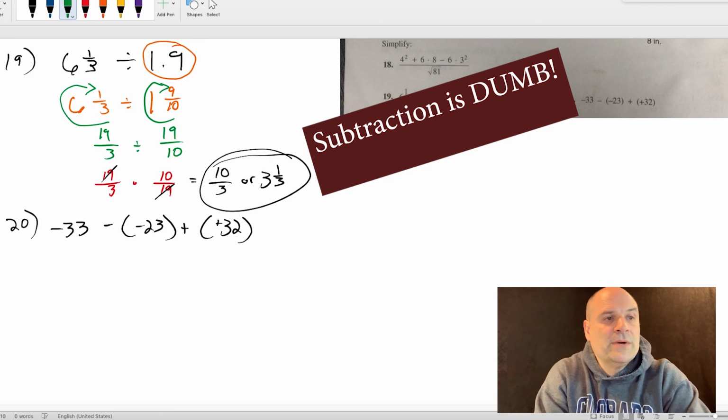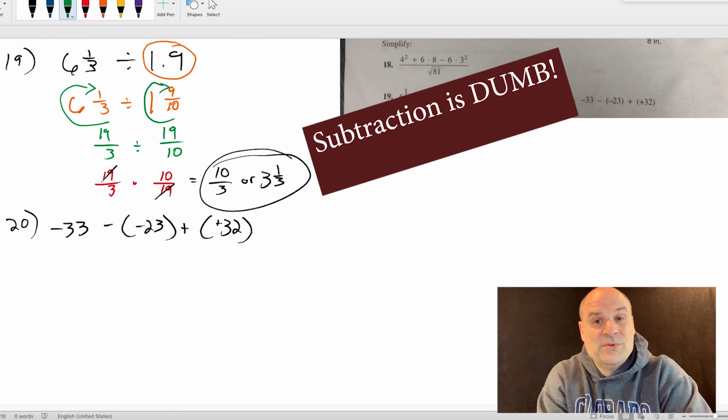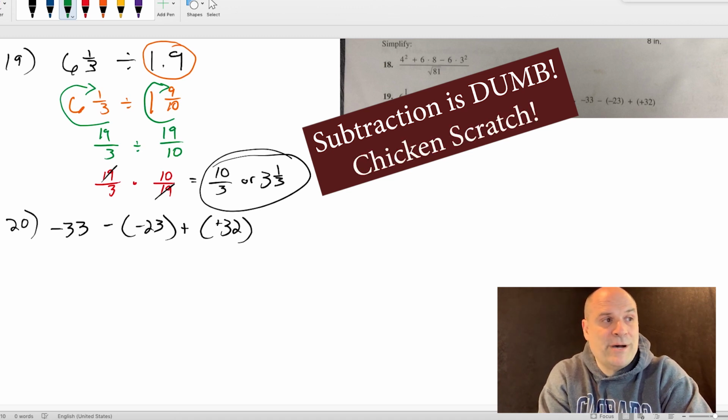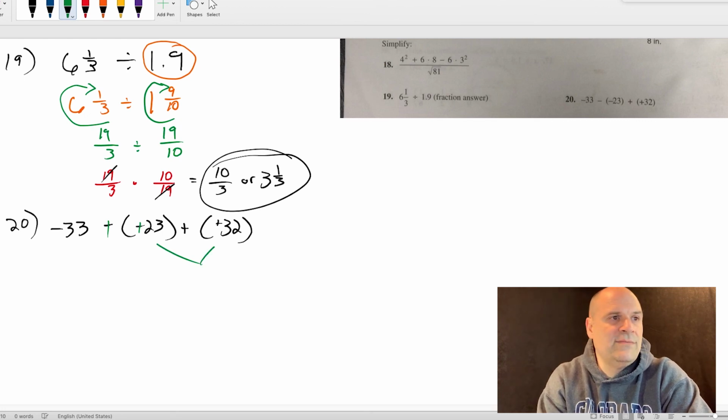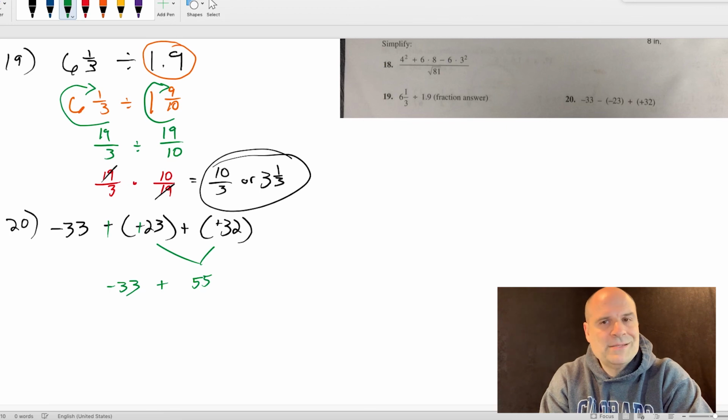Whatever. We're going to change all of our subtraction to addition. This is negative 33, that's not a subtraction problem. Minus, there's a subtraction. So how do we do this? We chicken scratch, bok, bok. Nothing else is subtraction, so we're done. Really we have negative 33 plus 23 plus 32. These are our positives, and they're going to fight against this negative. If I add those together, it's 55. This is added with a negative 33. The positives win by 22, done.